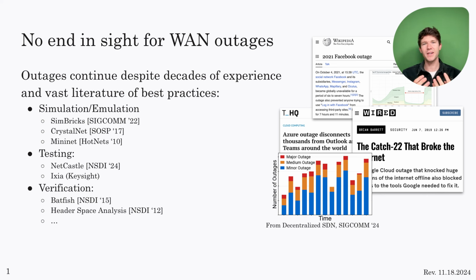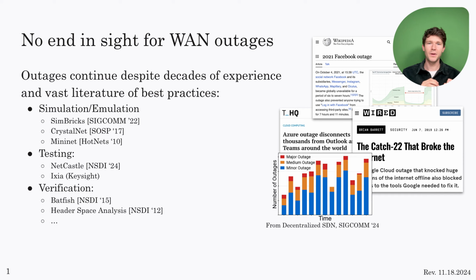So if we look at the state of SDN WANs today, we see that outages just continue to happen, despite approaching decades of experience and a variety of techniques reported by the research community meant to catch and prevent them. And anecdotally, we see this to be true across network providers, including Azure, Amazon, Meta, Google, and others.